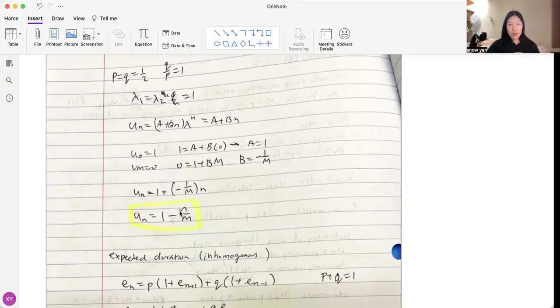This expression makes a lot more sense intuitively, because the higher our n, the less likely we are to go bankrupt, so our u_n becomes lower. So that makes intuitive sense.